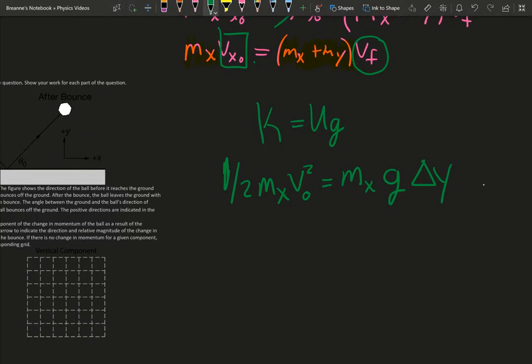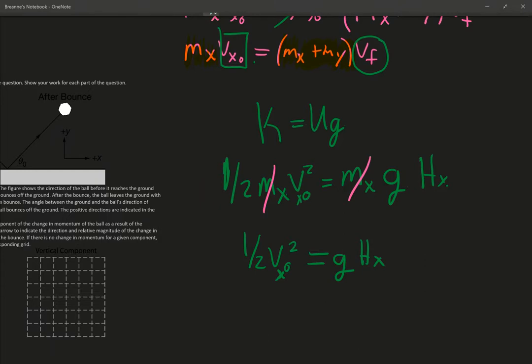Now remember, it wants delta y in terms of hx. Your two masses can cancel out. So you're just left with 1/2 v naught squared equaling g hx. And we're just trying to manipulate to get our initial velocity by itself.